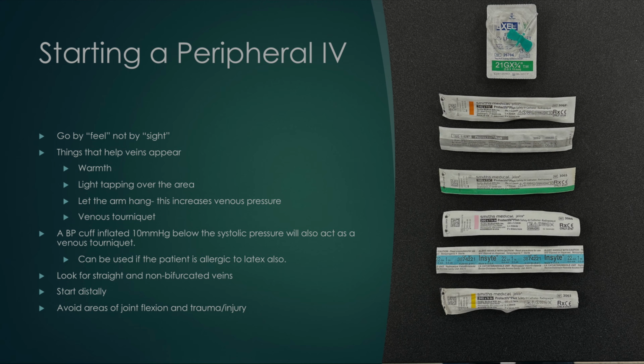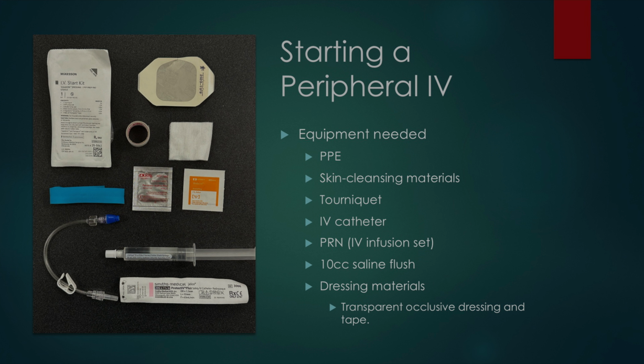Avoid areas over joints or near trauma or injury, as movement and swelling increase the risk of infiltration and IV failure. Before attempting IV access, ensure all necessary equipment is prepared and within reach. This includes appropriate personal protective equipment, skin cleansing materials, and a tourniquet. You'll need the correct IV catheter, an IV infusion set, or PRN, and a 10 milliliter saline flush to confirm patency. Dressing materials are also essential.